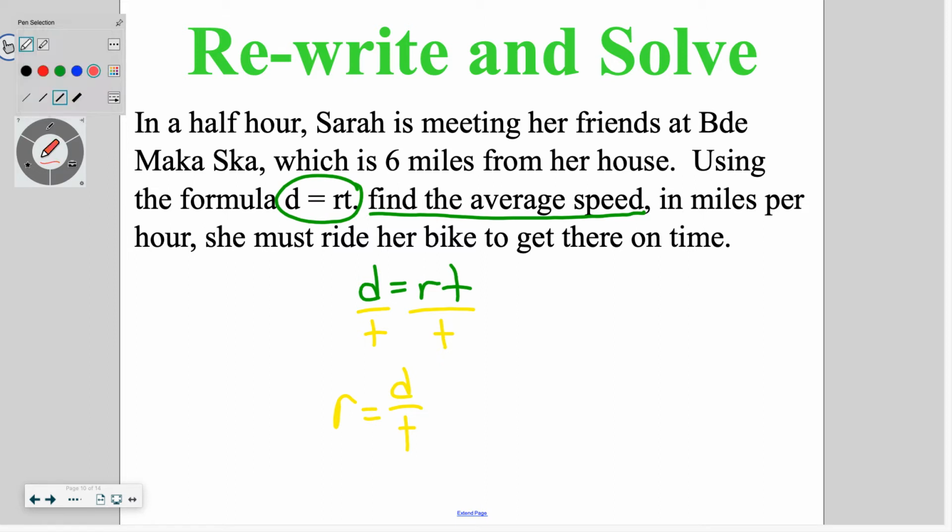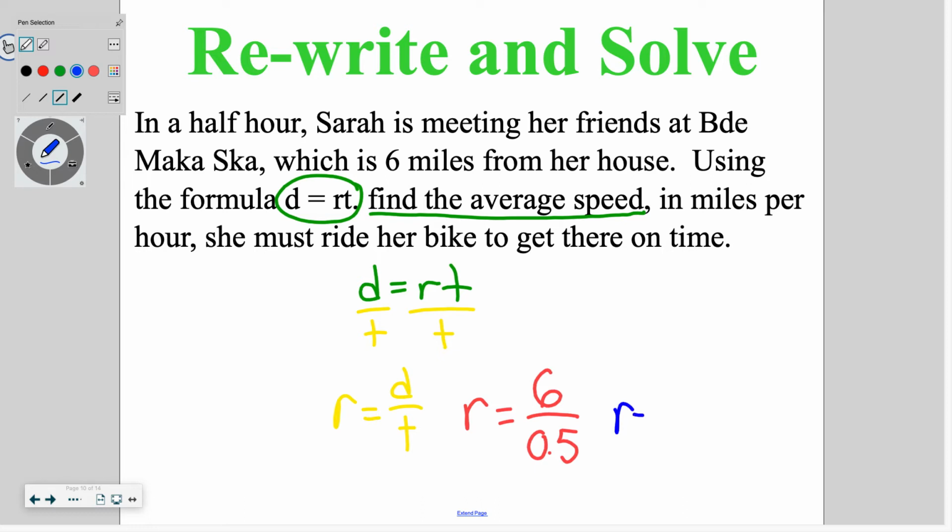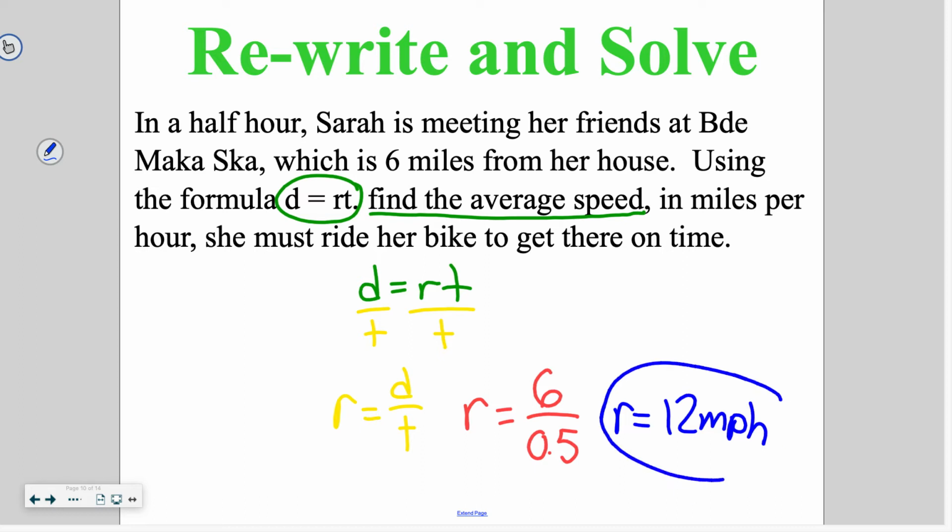So we know, in this case, we're finding the rate. Her distance is 6 miles, and her time is a half an hour. Since we want it in miles per hour, we need to use 0.5 as our time, because that's the amount of an hour she has. And we find that our final answer is going to be that she needs to travel at 12 miles per hour in order to reach her destination on time.